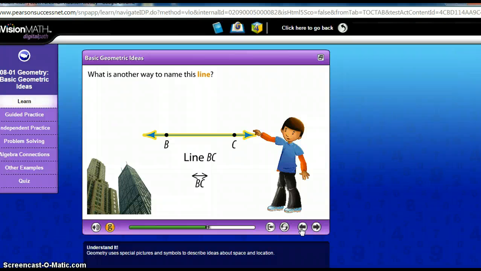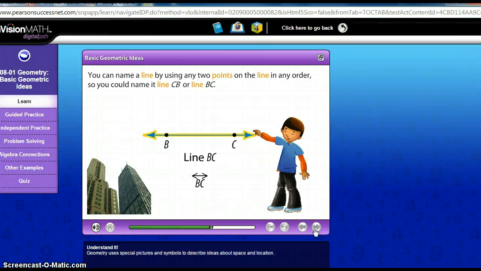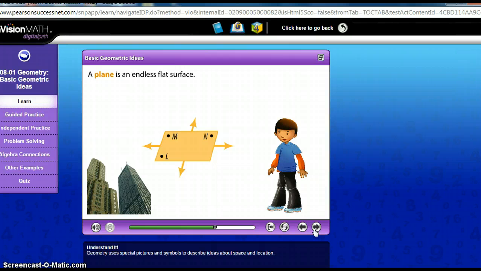Line CB. Yes, line CB. You can name a line by using any 2 points on the line in any order. So you could name it line CB or line BC. Either way. A plane is an endless flat surface.